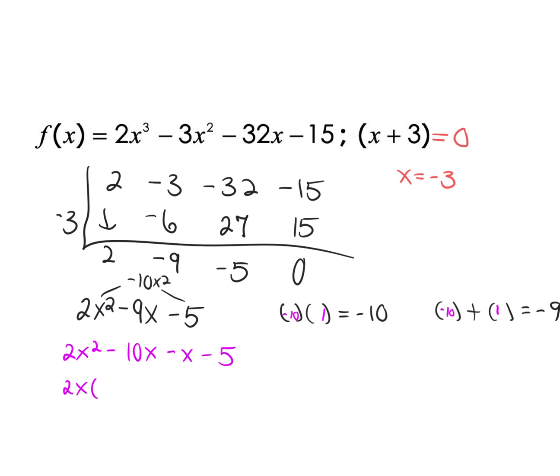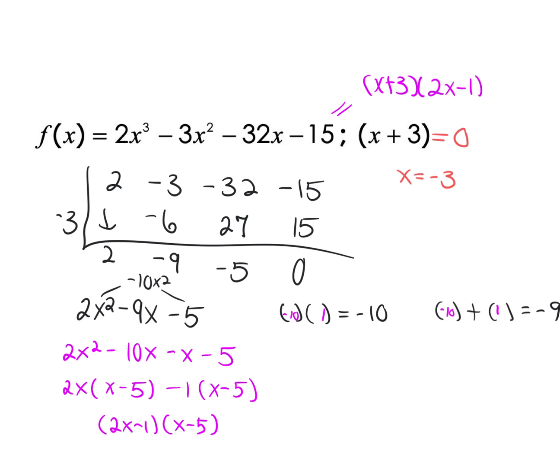We factor out a 2x. This becomes x minus 5. Minus 1 becomes x minus 5. So this is then 2x minus 1 times x minus 5. So we can go back to here, and this is x plus 3 times 2x minus 1 times x minus 5. These are the linear factors.